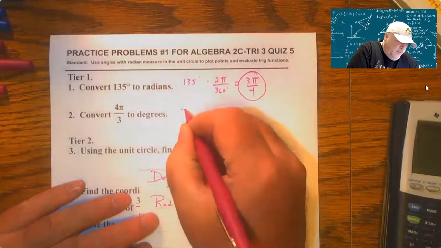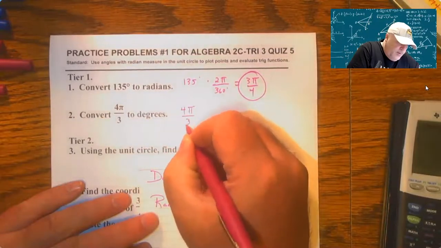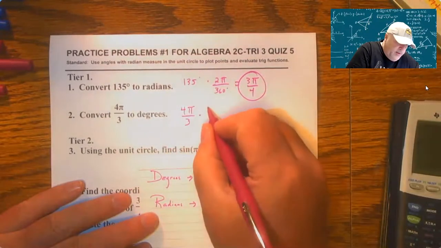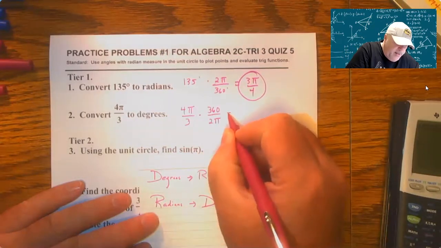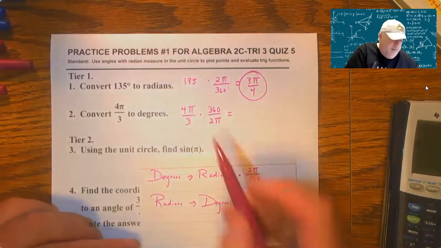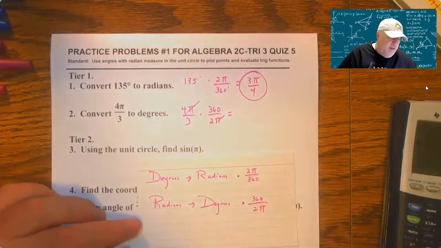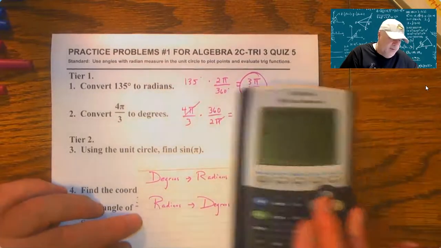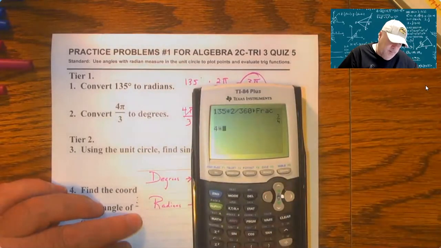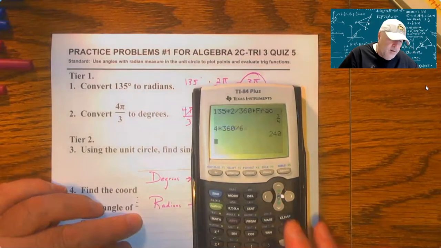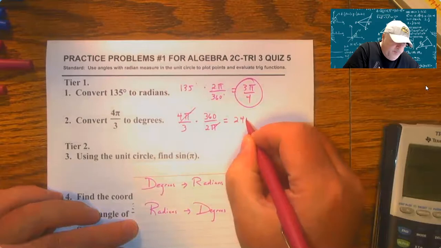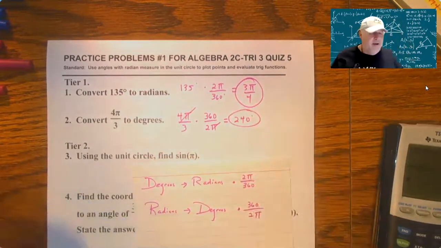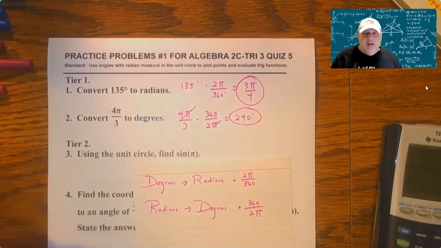Now 4 pi over 3, you want to think of going the other way, multiplying by 360 over 2 pi. And again, we're going to leave out the pi's this time because they actually cancel. And then just do 4 times 360 over 6. And that's 240 degrees. So in both, you're going to leave out the pi from the calculation. And just remember that 2 pi is 360 degrees.